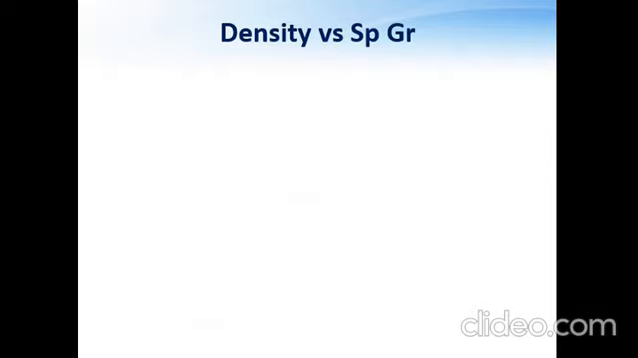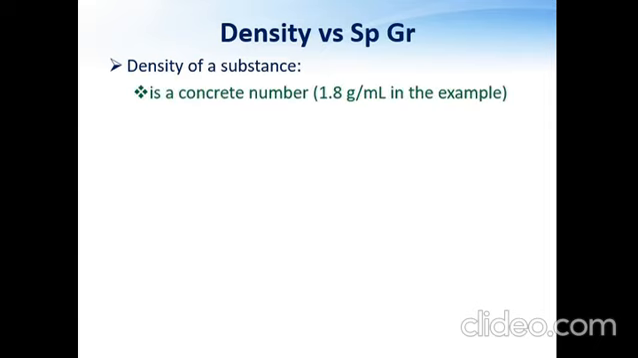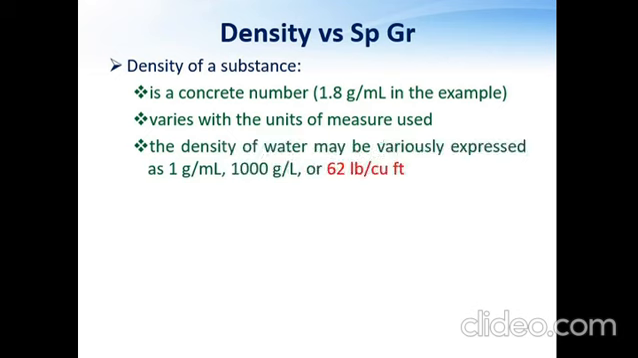The difference between density and specific gravity. Density of a substance is a concrete number, 1.8 gram per ml in the previous example, and it varies with the units of measure used. The density of water may be variously expressed as 1 gram per ml, 1000 gram per liter, or 62 pound per cubic feet.